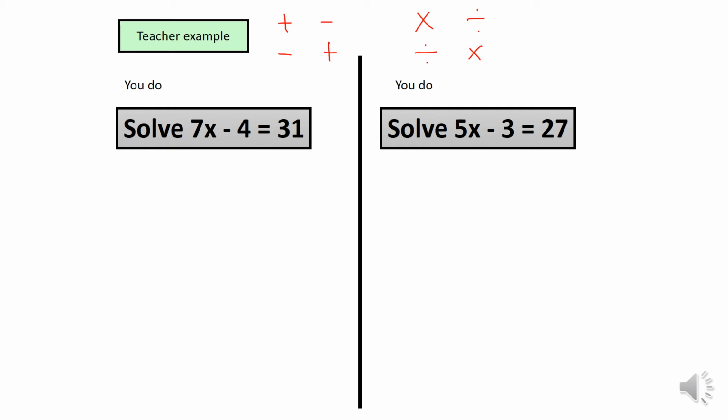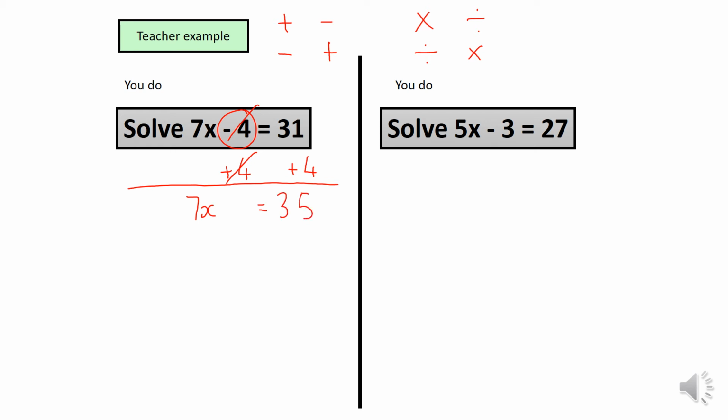Now, we want to leave the x's on one side, the left hand side, and on the right hand side we want to leave the numbers. So what we want to do up here is get rid of this minus 4, and we need to know what the inverse operation of minus 4 is. Hopefully we know the inverse operation is a positive 4. So you do positive 4 on one side, and remember, whatever you do on one side you must do on the other side. So it's going to be positive 4 on the other side. Now we can start a new line: 7x minus 4, and the positive 4 cancels out, and 31 plus 4 equals 35.